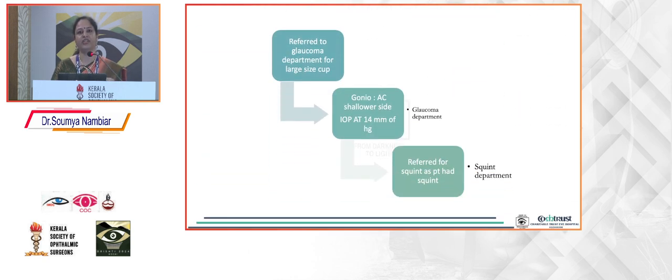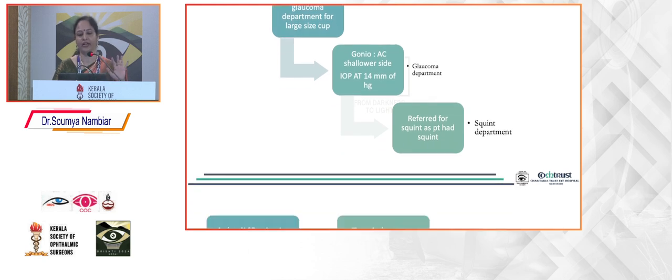Now, she was initially referred from the general ophthalmology to the glaucoma department because of the large size cup that the doctor observed. And in the glaucoma department, a gonioscopy was done, AC was found to be shallow, but IOP was on the normal side. But because there was a squint, she was referred to the squint clinic.